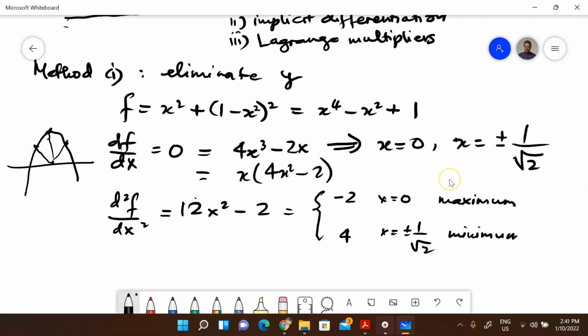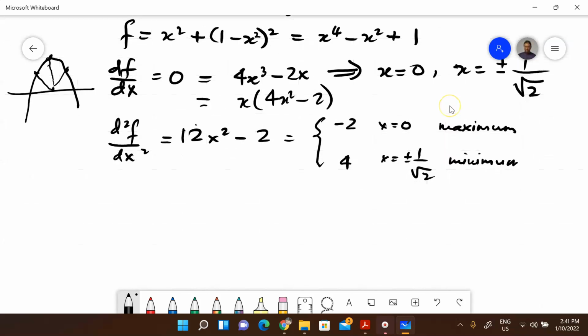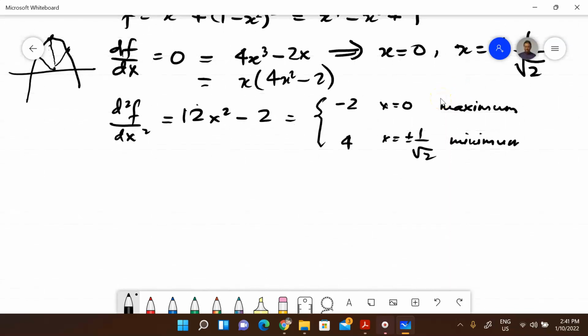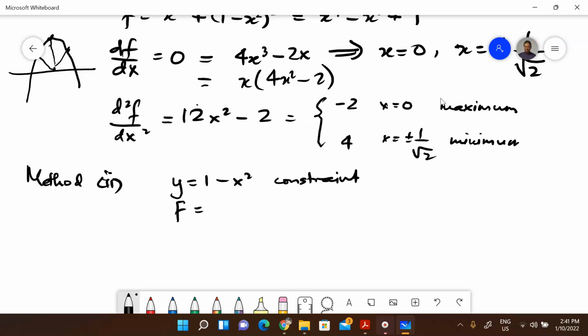Okay, so that is the ordinary method. One could try to just eliminate one of the variables and then do it. The second method is the implicit differentiation. So let me do that. Method 2. Over here again, let me just write it down first. 1 minus x squared is your constraint, and the thing that you want to maximize or minimize is this squared distance.